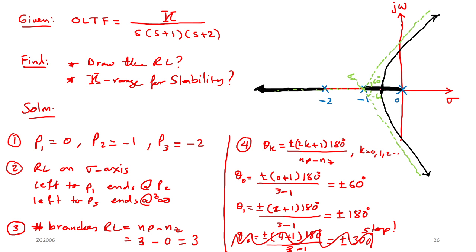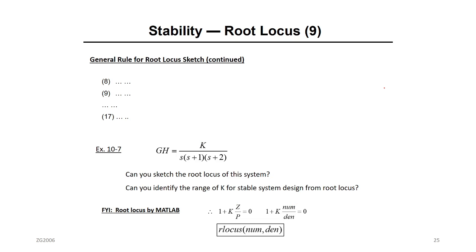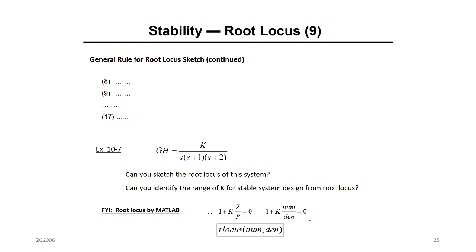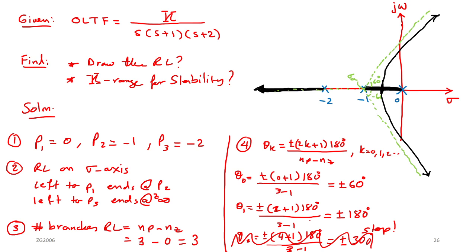If you want to find it precisely, there is a rule here. You can see it here to find it precisely, but I'm not going to use it, okay? Because the error will be very small and we don't have much time to do that, okay? All right, so this point is minus 0.5. Good.